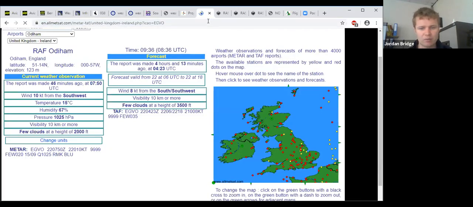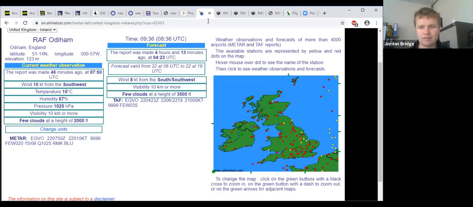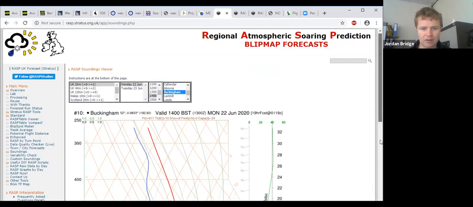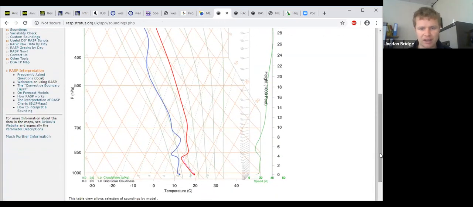So at the moment, Odiham were reporting southwesterly winds and a cloud base of 2,000 feet, which has already been rising. And they're talking about 3.5 above site for the day. Predicted soundings: Buckingham at 2 o'clock, showing 4,000 feet above site, a fairly solid inversion with cumulus.